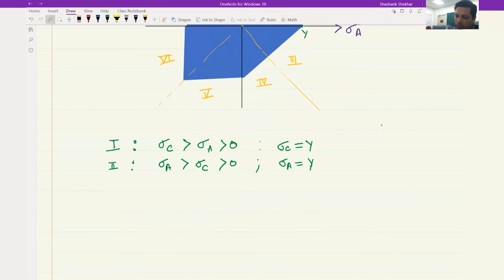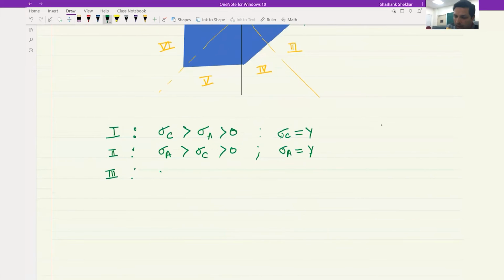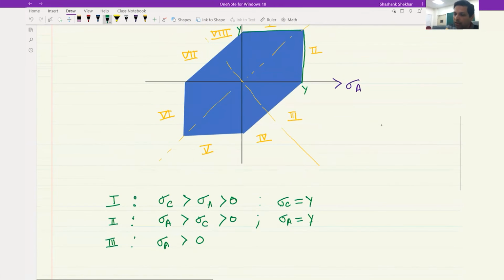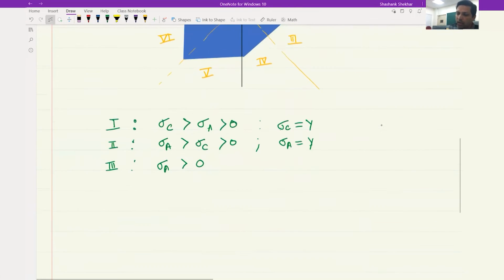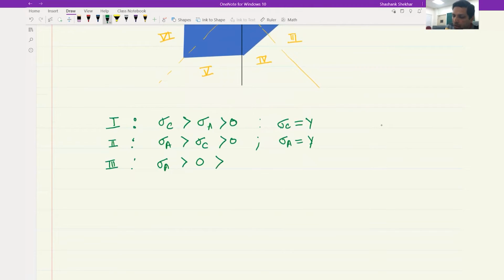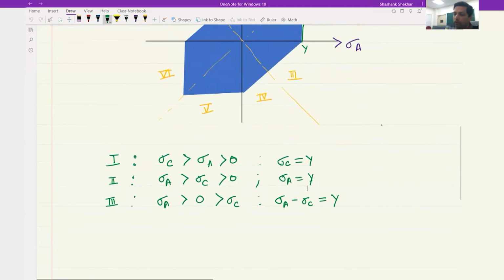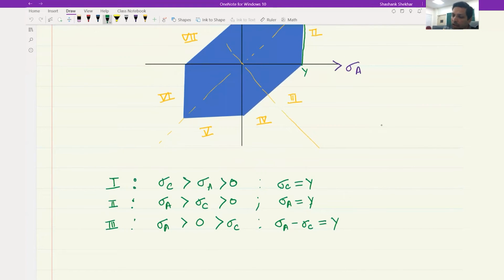Now in zone 3, what we have is that sigma a is greater than 0, but sigma c is on the negative side. So sigma a is greater than sigma c, and therefore yield strength would be defined by this minus this, sigma a minus sigma c, or x minus y equal to constant. Therefore this will become a straight line like this, and this is what we have over here.